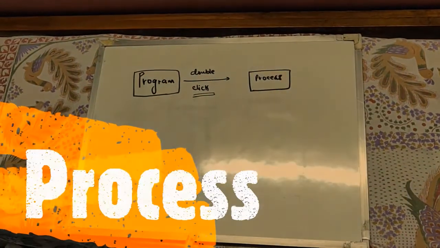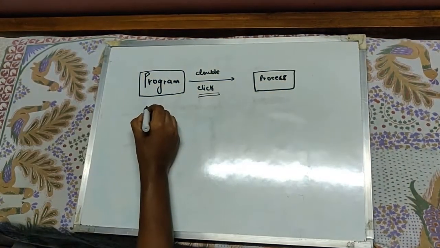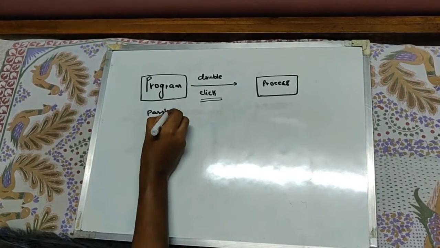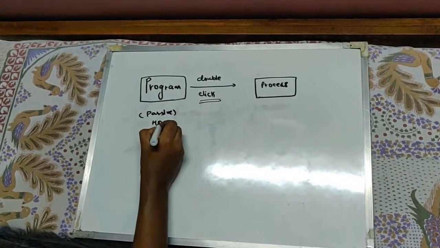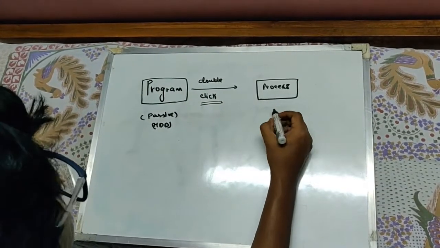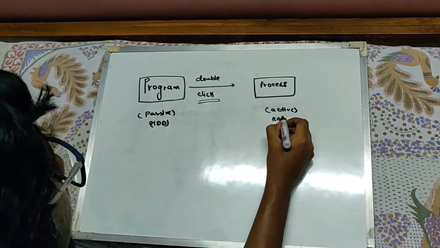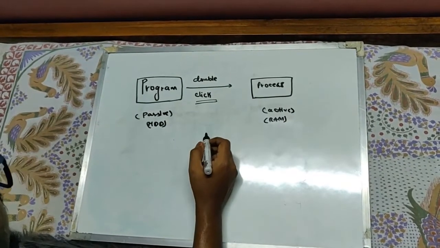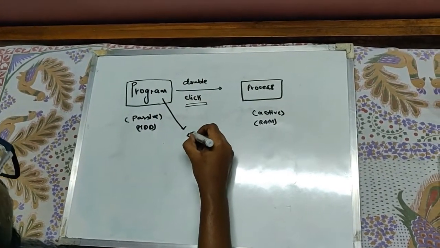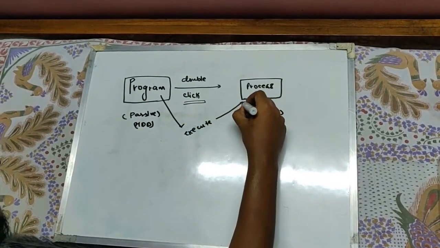So first of all, let's start off with the most basic thing: what is a process? A program is something which is considered to be passive and is mostly stored on our hard disk. When we double click on a program, it becomes active, and that's when it is stored in the RAM. So simply we can say that a process is nothing but a program under execution. When we execute a program, that executing program is called a process.